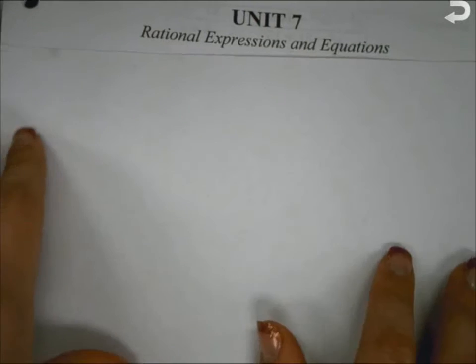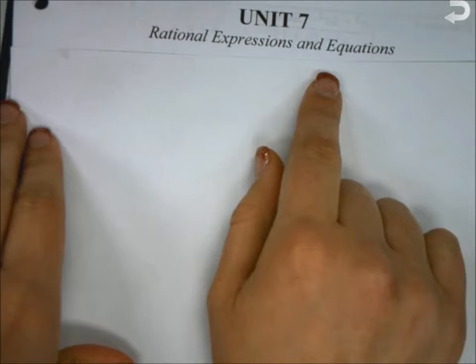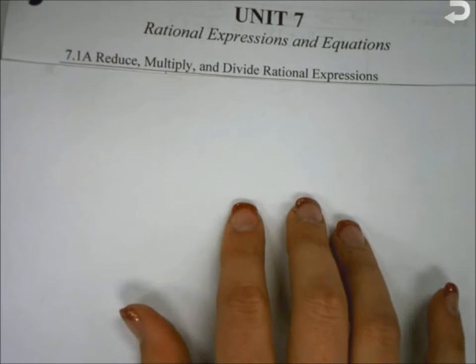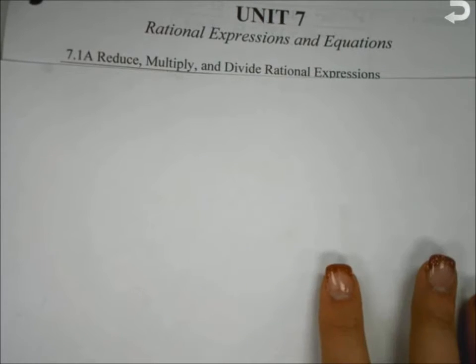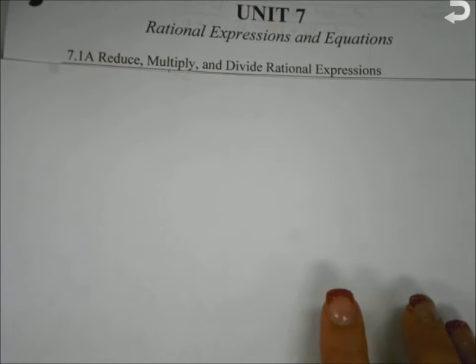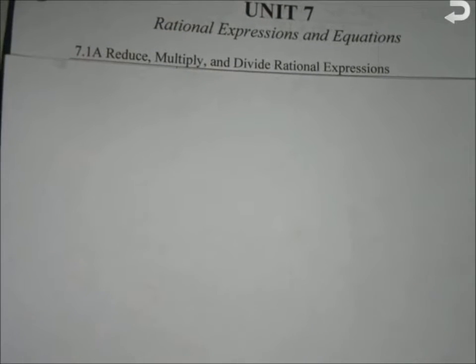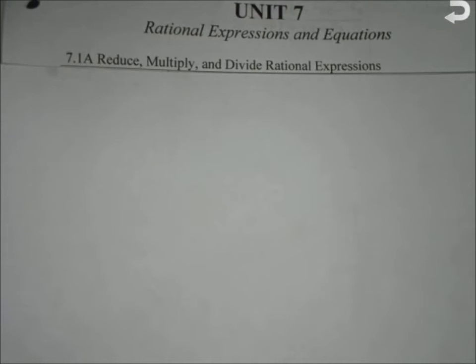7, we are working with rational expressions and equations, which means fractions. Today, 7.1a, we are reducing, multiplying, and dividing them. So this is actually going to have a lot to do with factoring, cross-canceling, canceling numerators and denominators, multiplying fractions, and dividing fractions. So that is kind of what we are working with for this one.